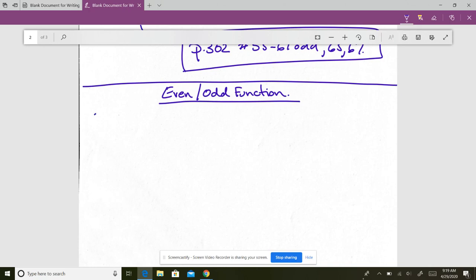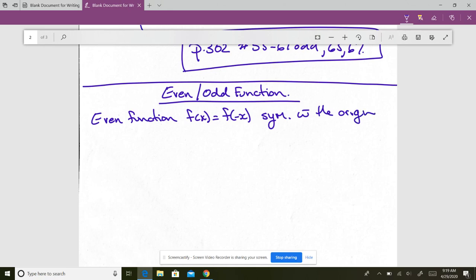So if you remember, an even function is when f of x is equal to f of negative x. In other words, it has symmetry with the origin. Symmetry with the origin. So for example, if I have y is equal to x squared plus 1.